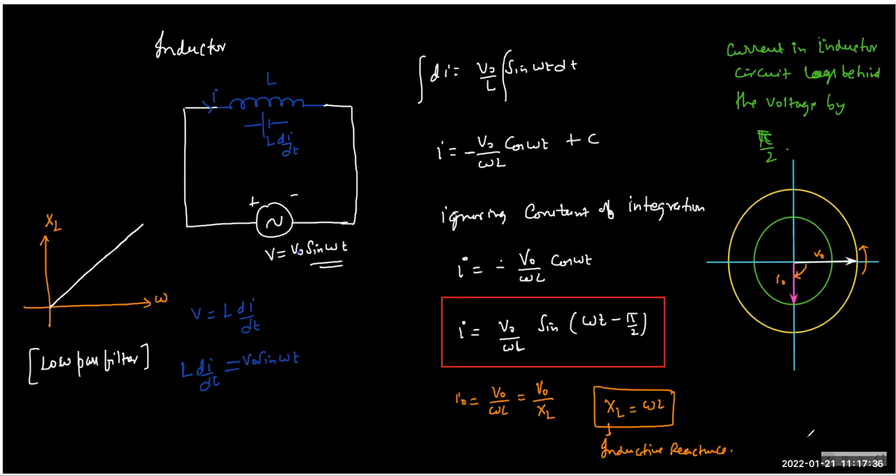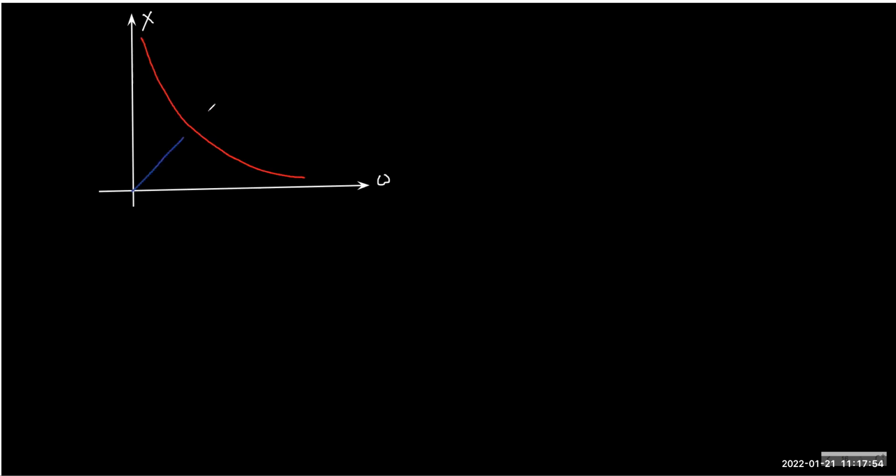Okay, so we have two graphs, so we can plot the graph of X versus omega. X means any X. It could be for capacitor or inductor. And you can see there is an intersection of the two.